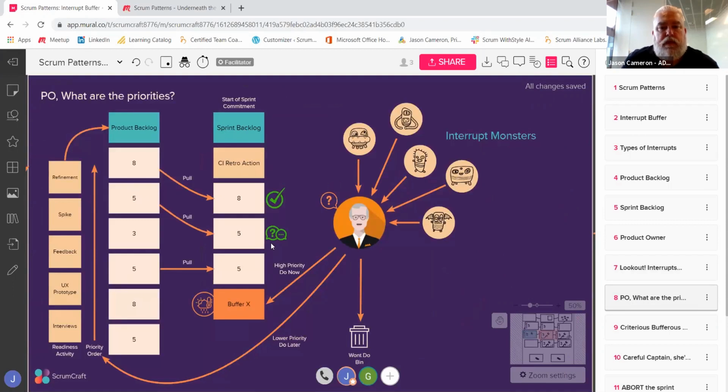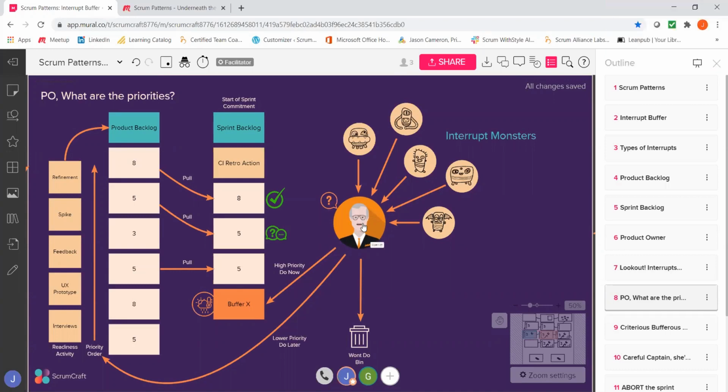I look at this here, and I guess the confused product owner is going, look at all these gremlins, all these interrupt monsters. What do I do with it? So there is an element of priority.